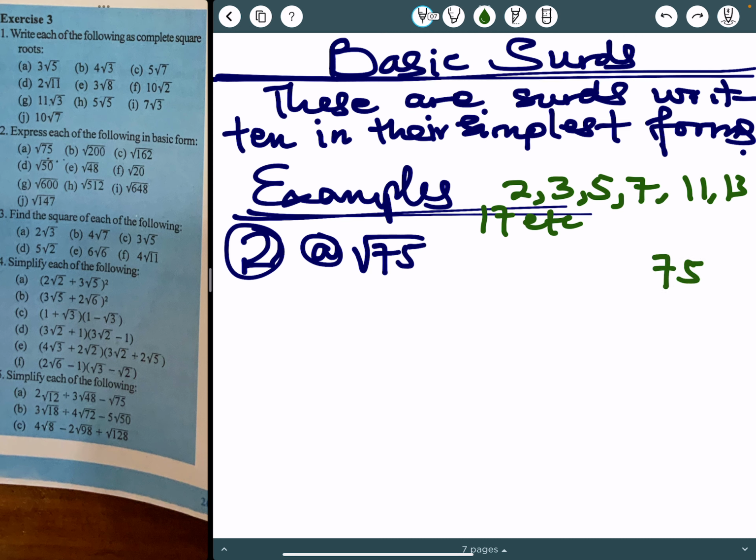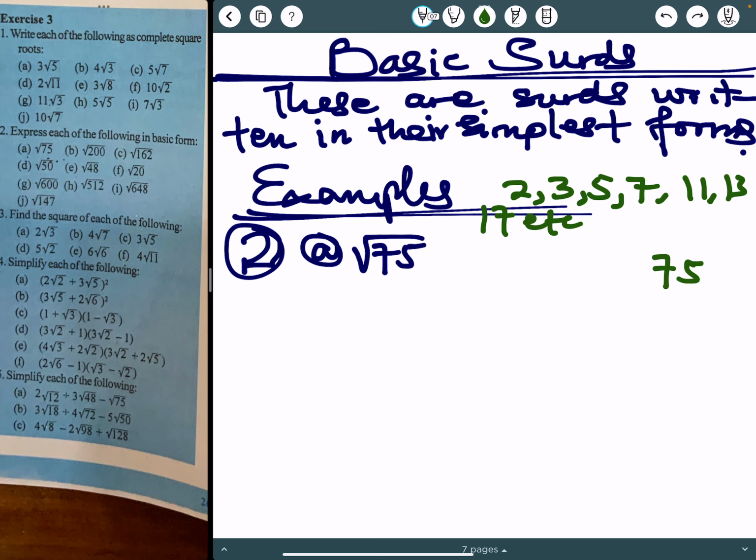3 in 75, that's 25. 3 cannot divide 25, so we go to 5 next. We start with 3, then go to 5. 5 in 75, 5 in 25, 5. 5 in 5, 1. So we now pick numbers that are in pairs. For example, these 5 and 5 are in pairs. We multiply them. We are going to write root 75 as root 25 times 3.